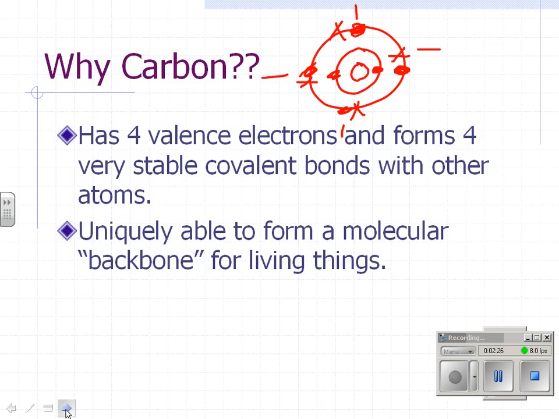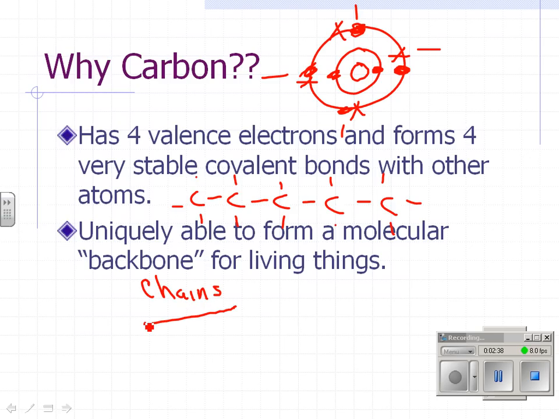Okay? Because carbon will essentially form chains. Carbon will form chains, and if you can form chains, then you can form you. Just a very quick example of a carbon chain is your hair.